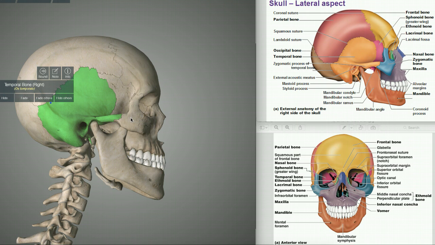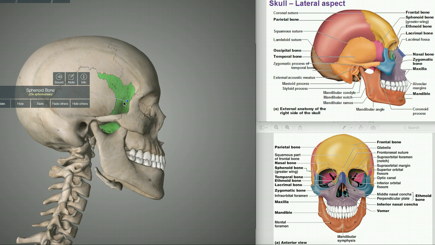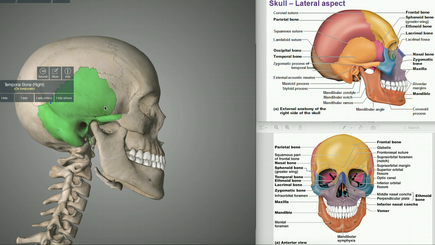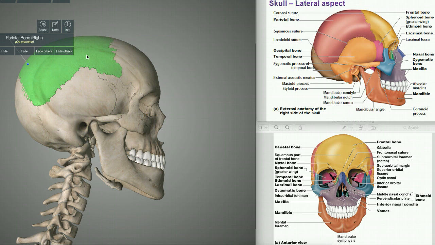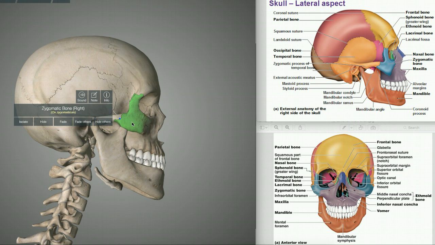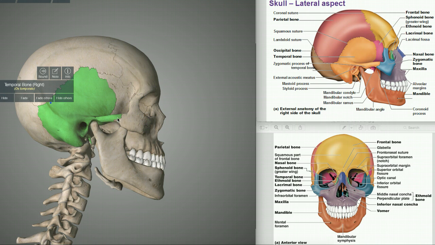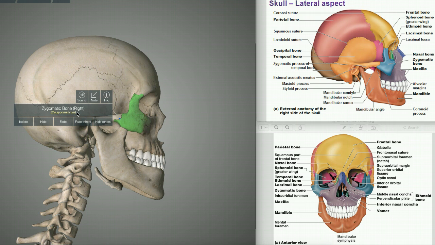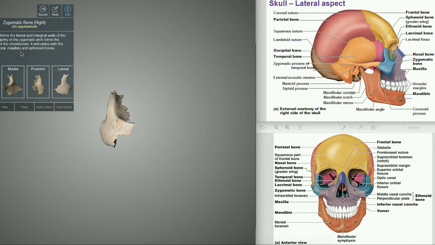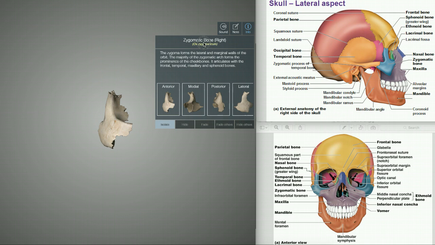Now you can see that this here is part of the sphenoid. There's the temporal bone, and here is the parietal. Here is the zygomatic bone, which is linked to the temporal bone via the zygomatic arch. Now there are different views, you can isolate this and find out that the zygomatic bone has a medial, posterior and lateral view.